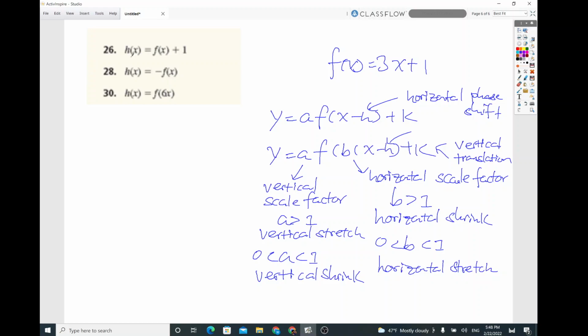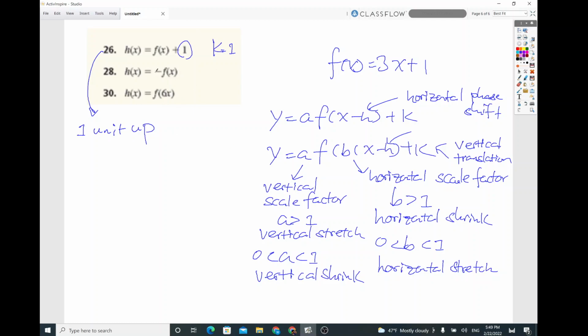Like this one here saying that h of x equals f of x plus 1. With the constant k equals 1, the graph is going to be shifted 1 unit up, because the value of k is given as the vertical translation. So 1 unit up, because that's positive.